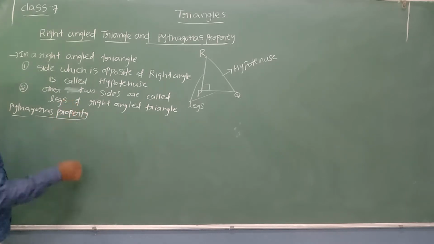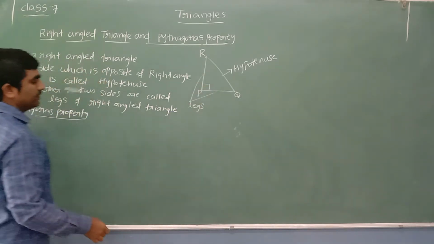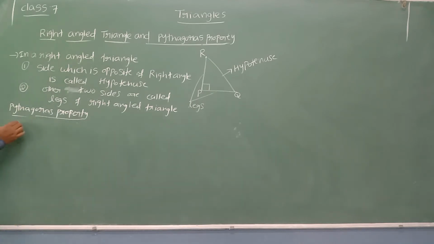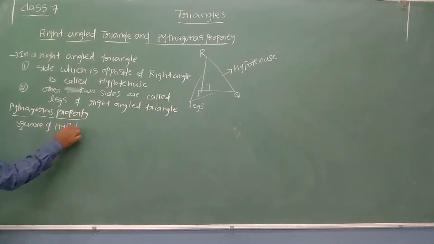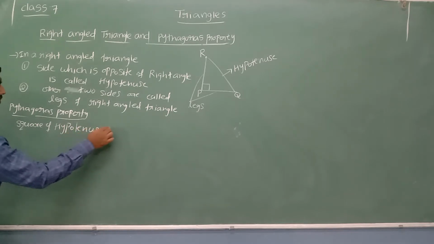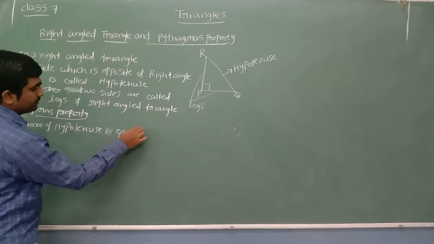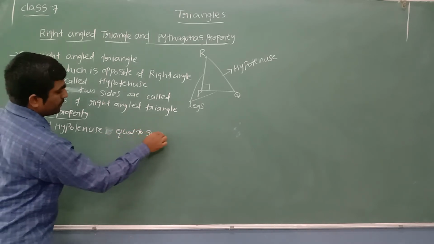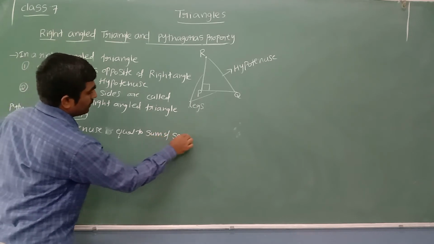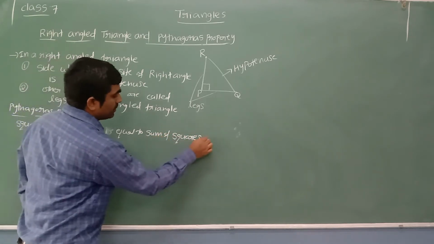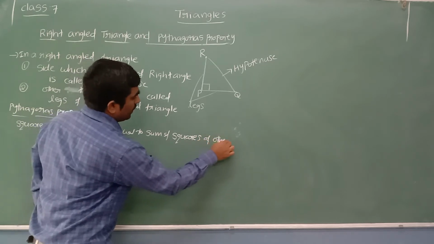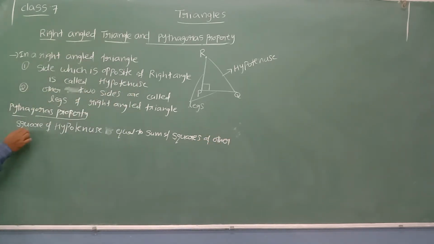Here, taking the same triangle, the Pythagoras property is: square of the hypotenuse. Let me write it here. The square of the hypotenuse is equal to the sum of the squares of the other two sides.